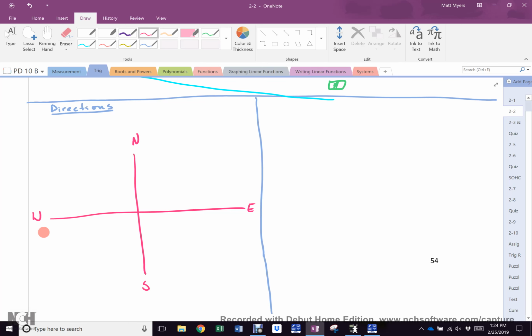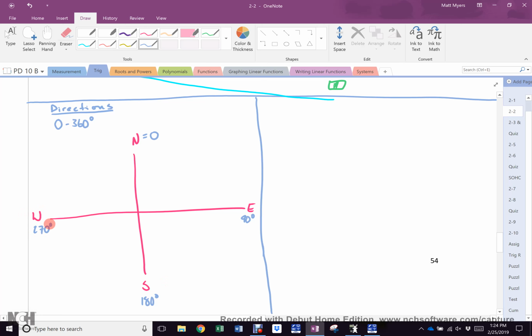Anyways. Now, ladies and gentlemen, there are two ways that we talk about directions. One way is on the 0 to 360 degree scale. North equals 0. East equals what? 90. South equals 180. And west equals 270.